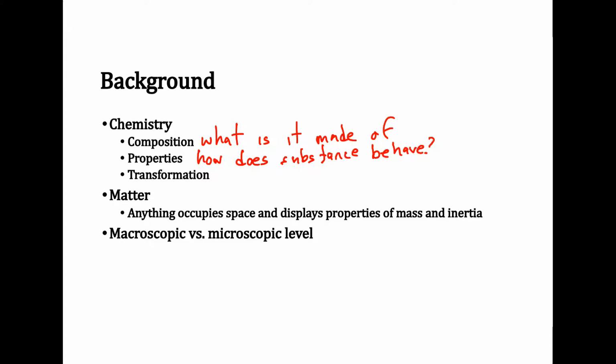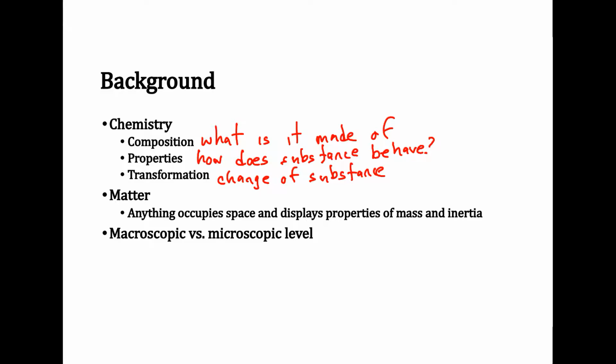So what do we mean by this? Well, it could be boiling point, it could be reactivity, it could be toxicity. And then finally, one of the most interesting things about chemistry is transformation. And whenever we talk about transformation, we're looking at the change of a substance. All right, so what's undergoing this transformation?